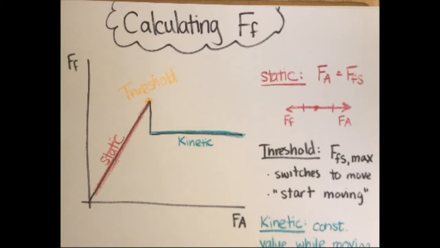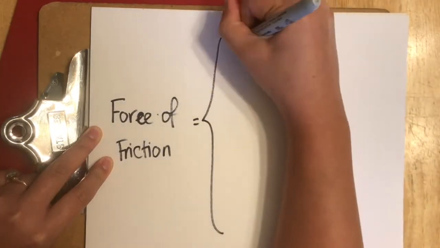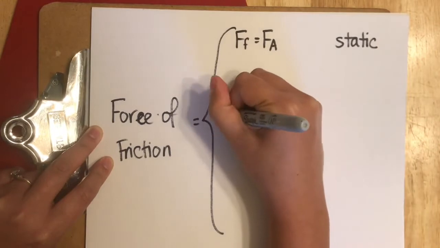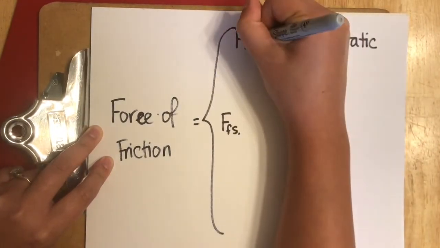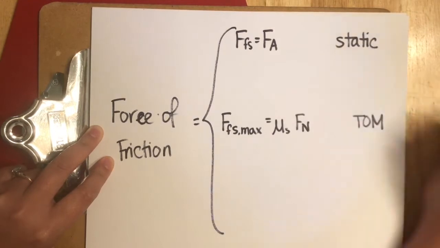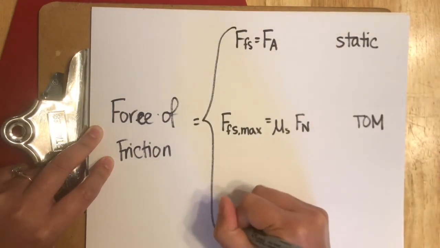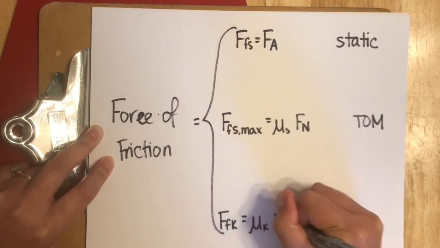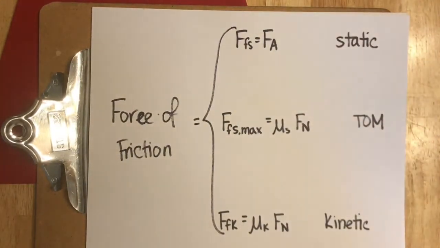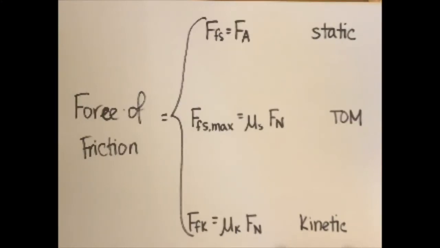And so what we're going to do is write one big piecewise function. It looks something like this. For static equilibrium, the friction force is equal to the applied force. At the threshold of motion, the maximum static friction force is equal to mu, the coefficient of friction, times the normal force. I'm going to use TOM as my abbreviation for threshold of motion. Finally, the kinetic friction force is equal to the coefficient times the normal force, but we just select the kinetic coefficient instead of static. These three equations together give the one piecewise function that works for friction force.